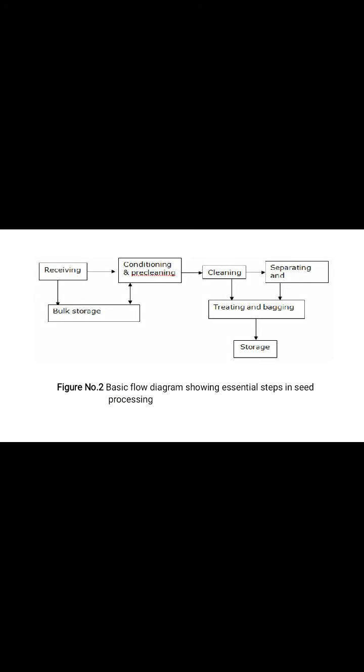This figure shows a basic flow diagram showing essential steps in seed processing. The first essential step in seed processing industries is receiving, then bulk storage, then conditioning and pre-cleaning, then cleaning, then separating, then treating and bagging, and then storage and shipping.